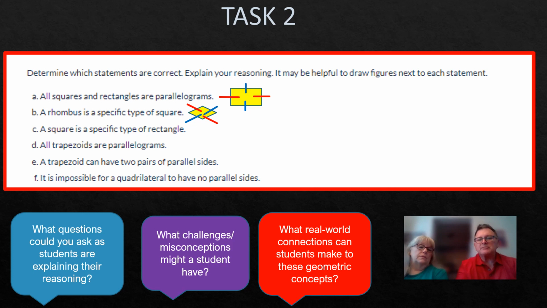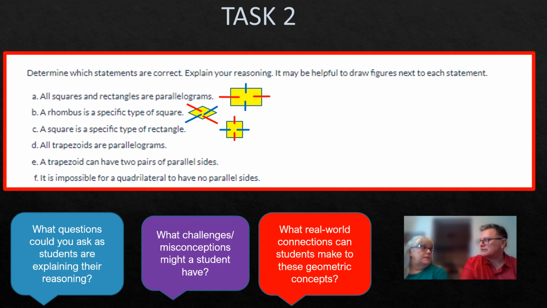So that statement is false or incorrect. But if we take a look at this, that square is a rhombus because its four sides are congruent. And it also has the right angles of the square. So if I change the words in statement B to say a square is a specific type of rhombus, then that would be true.